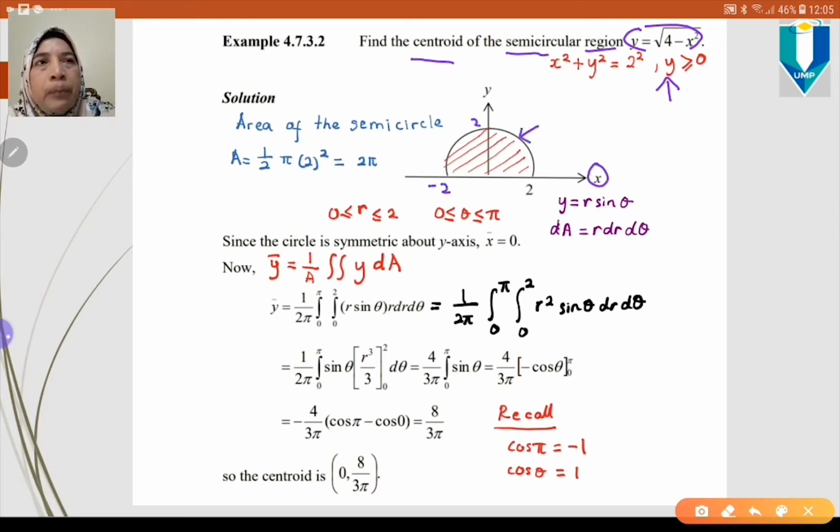So you need to find the centroid. To find the centroid, you need to find this area. The area of this region is actually half of a circle.